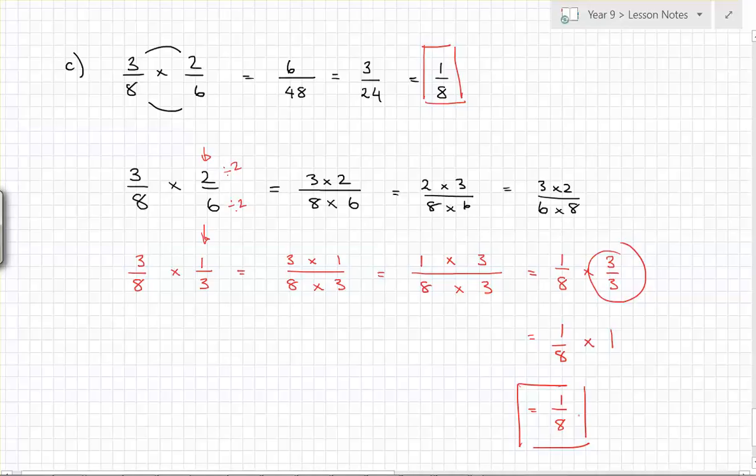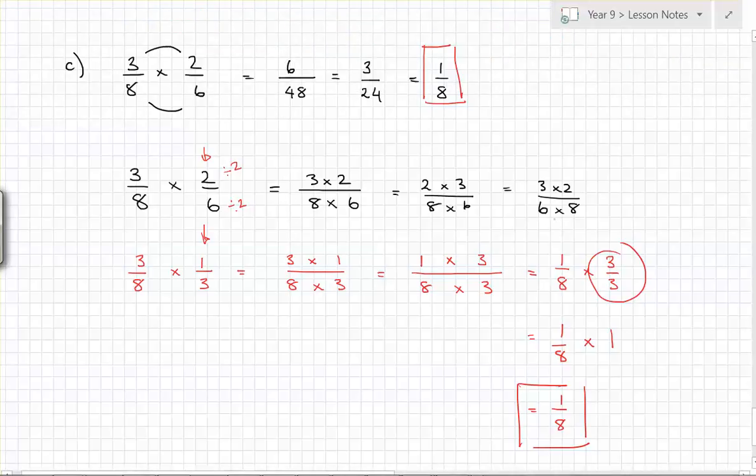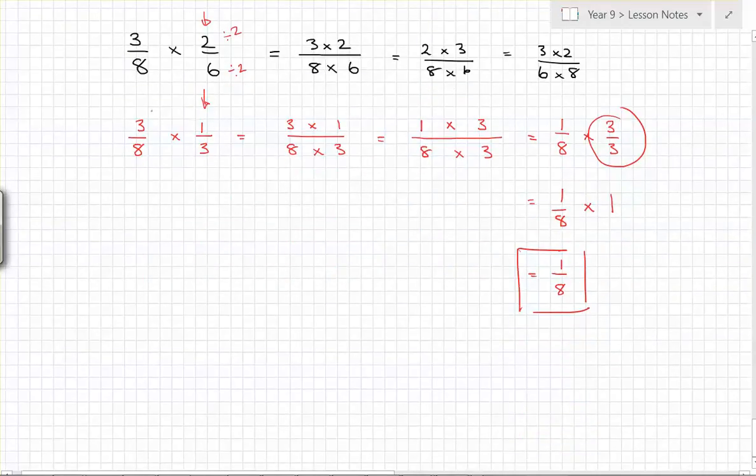Right? So we get the same answer. So I can simplify in the question. Now, you might think, oh, but that's really long. It was easier to do it at the end, up here. It won't always be. When you get used to it, for instance, if I redid this question now, 3 over 8 times 2 over 6.